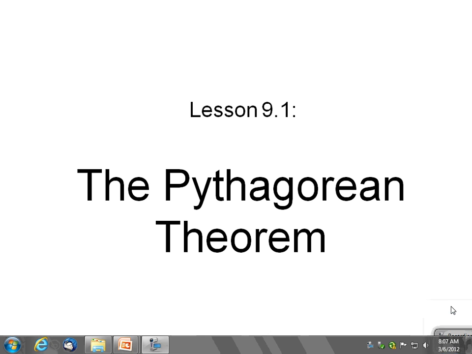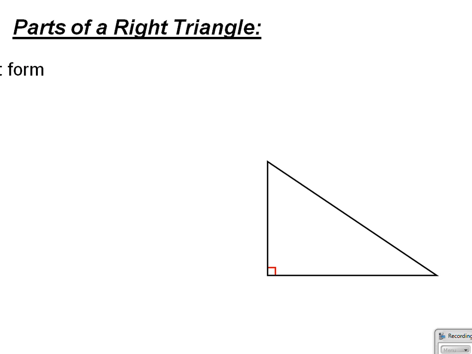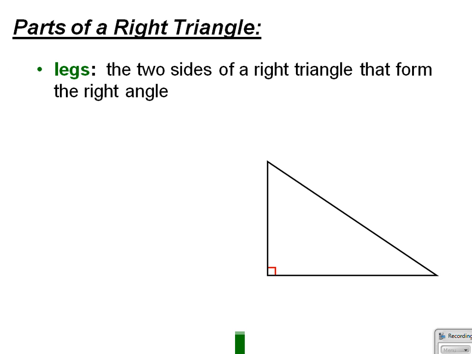Lesson 9.1 on the Pythagorean theorem. Before we get to the actual theorem, we're going to go over a few vocabulary terms that are a part of the theorem. If we're working with a right triangle, the legs of a right triangle are the two sides that form the right angle in that right triangle.